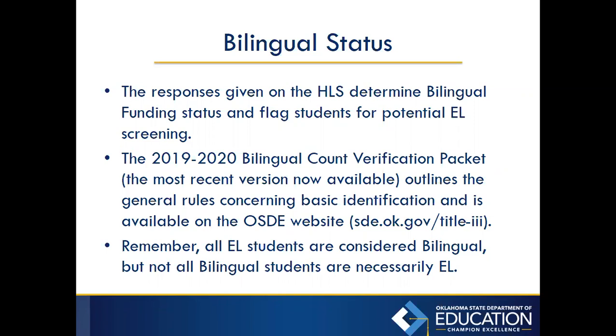And there is a document, it's the 2019-2020 Bilingual Count Verification Packet. I know it says 2019-2020, but that's the most recent version, and that's the one that's currently valid. It outlines the general rules concerning basic identification, and that too is available on our website, the sde.ok.gov on the Title III page, and that's downloadable. And there's a table at the back of that also for the WAVE coding, how different categories of students should be coded when you enter them in the WAVE.